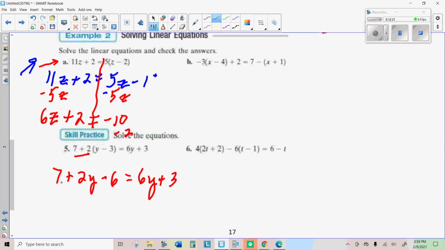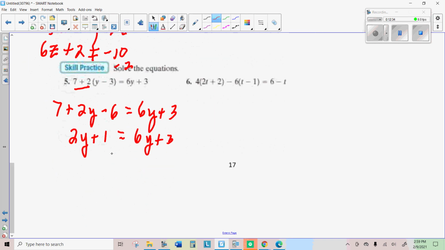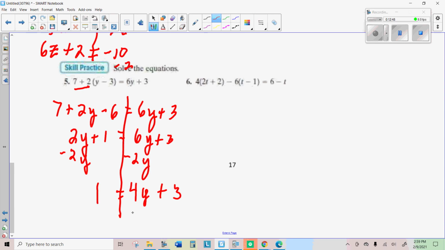All right, and now I'm going to combine like terms. 7 minus 6 is 1. So I now have 2y plus 1 and 6y plus 3. Now I need to subtract 2y from both sides. I'm just choosing to do that because I know that 6 minus 2 would be a positive 4y. Then I need to subtract 3.